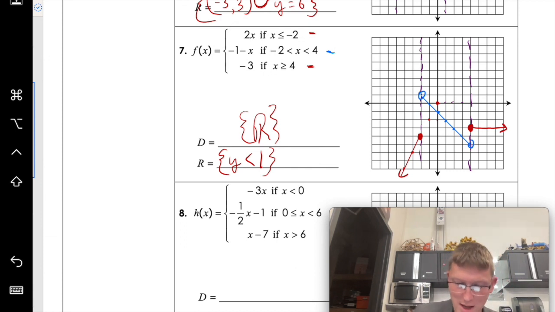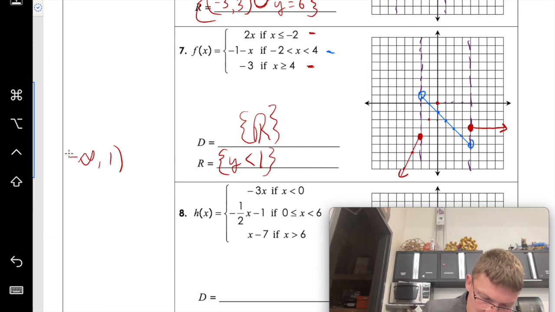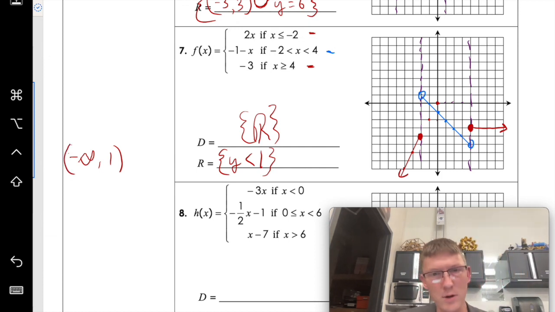So if I wanted to write that in interval notation, I would do -infinity. You always start from the bottom, go up, and up to 1. 1 is not included. -infinity is never included because infinity is not a real number, it's a concept.